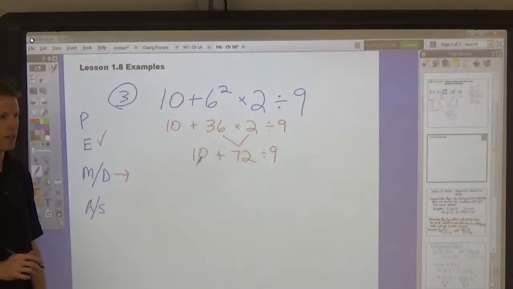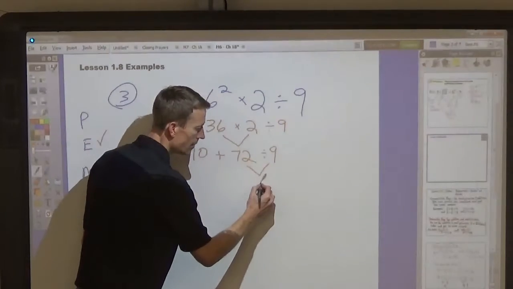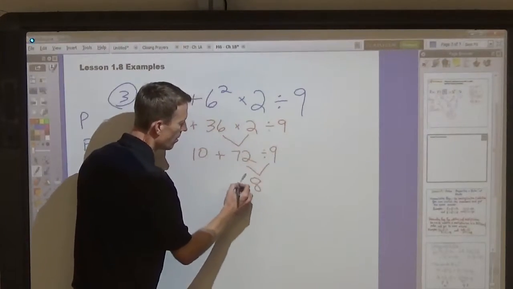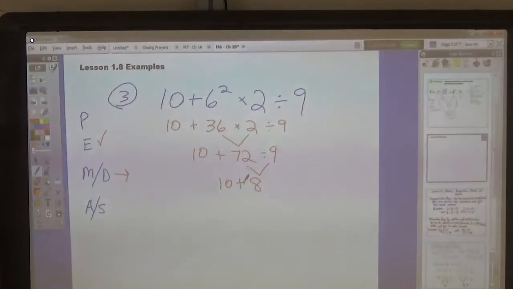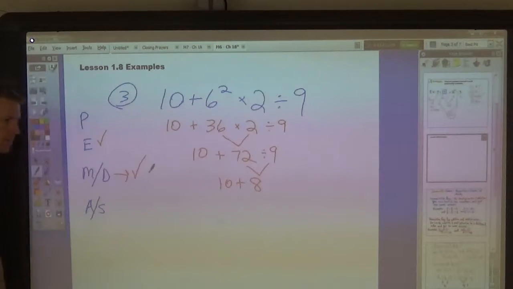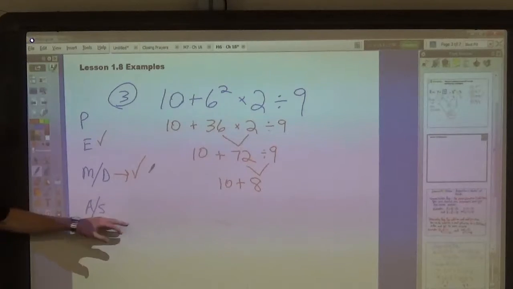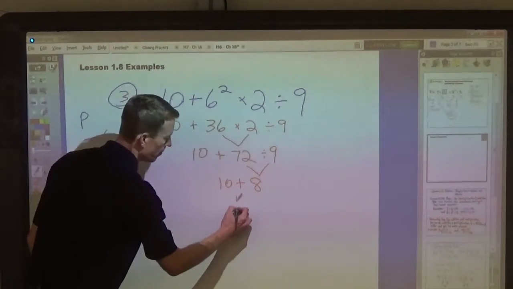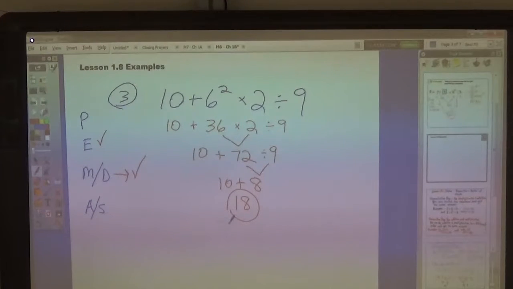Now what should we do? Brayden? 72 divided by 9. Yep. Can I tell you the answer? Is? 8. 8, good. And then bring down the 10. Is there any more multiplication or division? Nope, so we're done with that step. Now we can go on and do addition and subtraction. And there's just one addition, so the answer is 18. Right? Hillary?